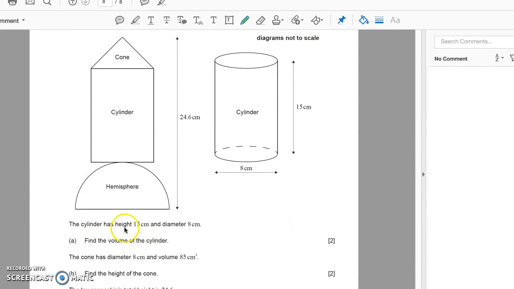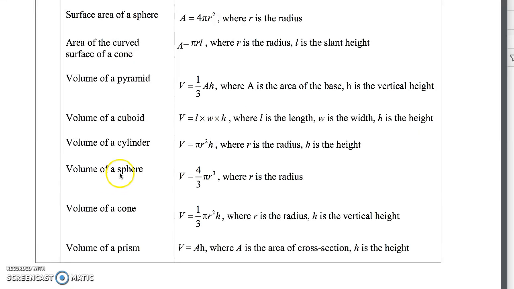The cylinder has a height of 15 centimeters and a diameter of 8. First question, find the volume of the cylinder. That's a simple question because if we go to the formula booklet, we can see the formula of the volume of the cylinder. The volume of the cylinder is pi r squared times h, where r is the radius and h is the height. They are telling us the height, and they don't tell us the radius, but they tell us the diameter. So as soon as we divide by 2, we have the value of the radius.